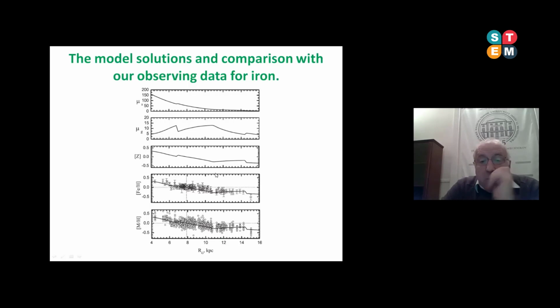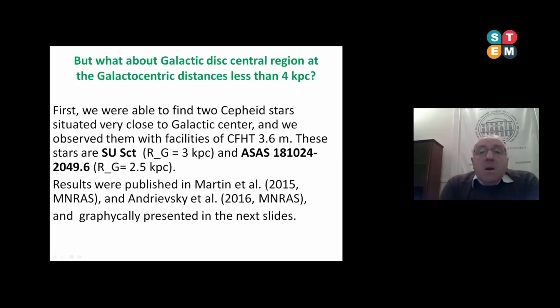Now we can compare our data with observational data. As I told you, this is the radial distribution of iron in our disk. We compare with our calculation, and we see quite good agreement. This is for iron, this is for alpha elements. Alpha elements are oxygen, for example, magnesium, silicon, sulfur, calcium, titanium. Quite good agreement, fine. But what about the galactic central region?